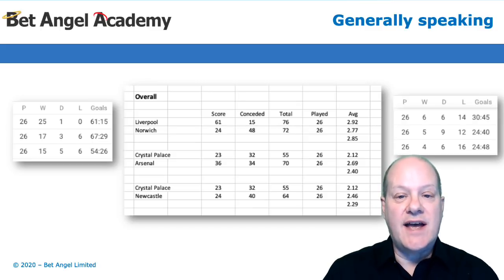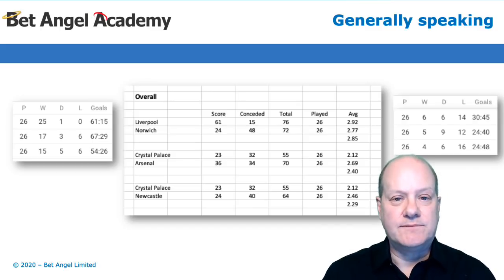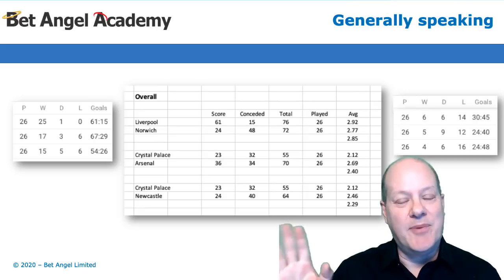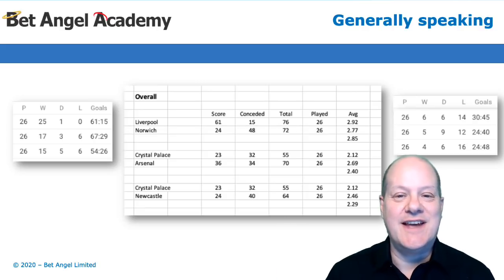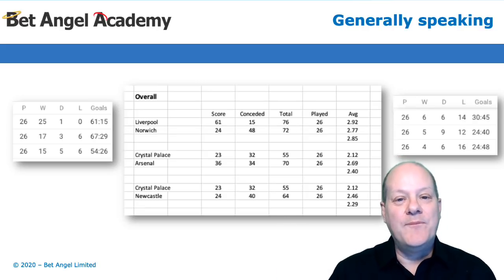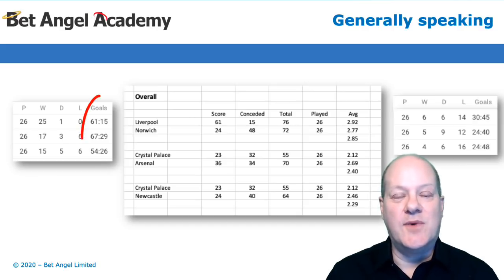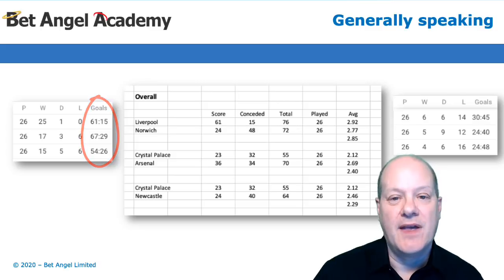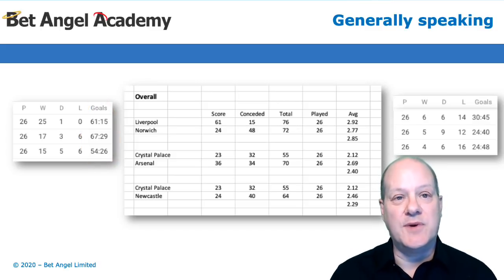So on the right-hand side of the screen, on your left, on my right, as I'm pointing, if I point over here, this is the side of the screen I'm indicating that you should be looking at, a set of figures. So you can see 61, 15, 67, 29, 54, 26. And that's indicating the top three teams, of which the top is Liverpool.